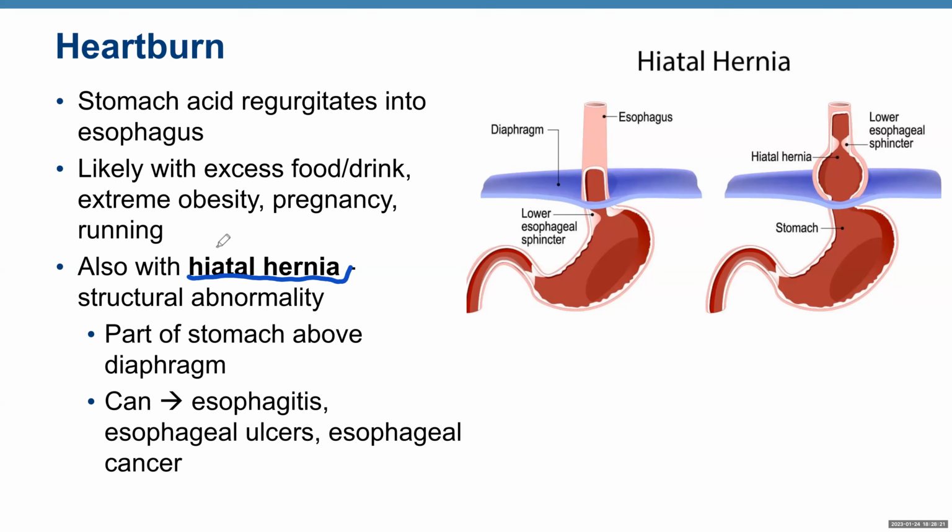hiatal hernia, that is a structural abnormality of the stomach. So that's a hiatal hernia, when we have part of the stomach above the diaphragm. It might happen because of obesity, right, or because of pregnancy. So part of the stomach above the diaphragm, and that can cause esophageal ulcers or esophageal cancer.